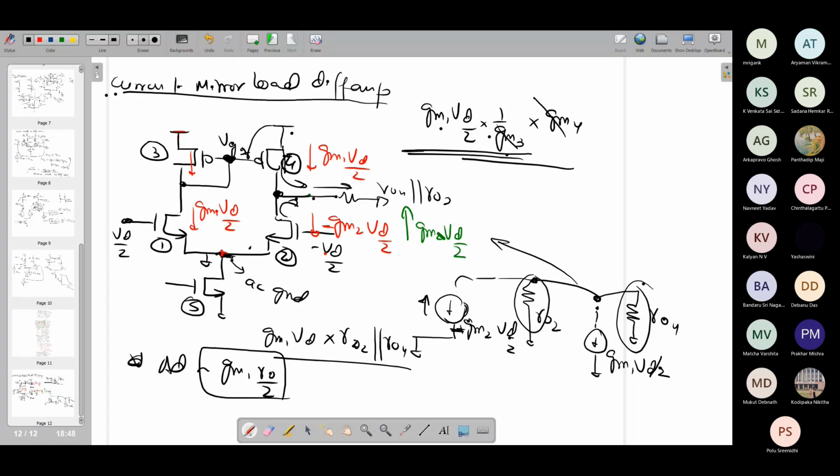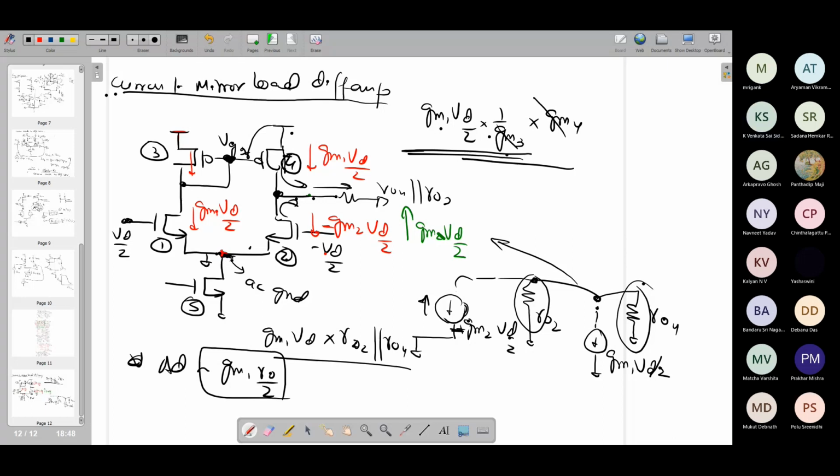Is this clear? Yes, sir. Previous one also we had done the same thing. Only thing is we had one more stage.